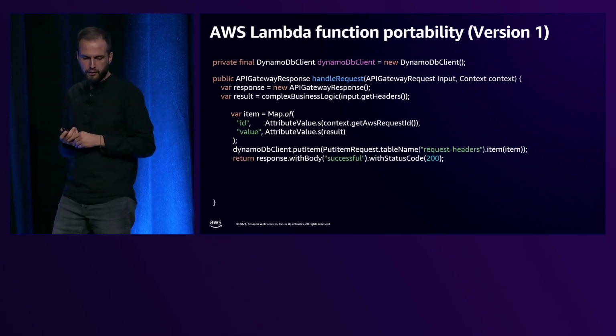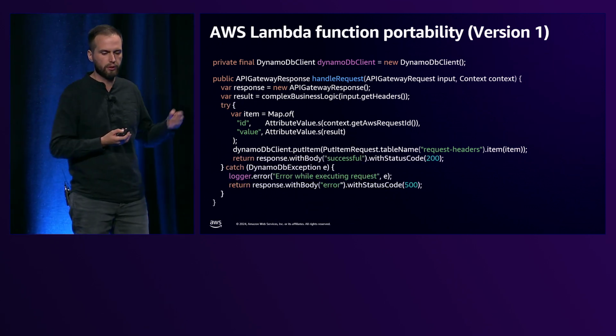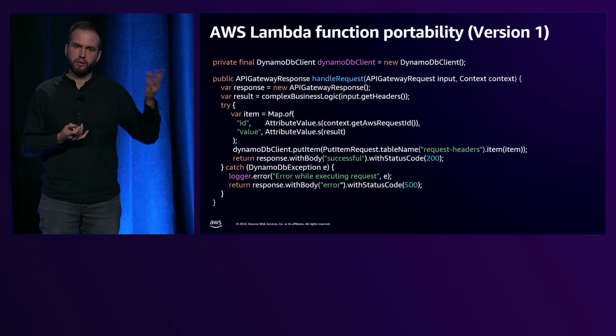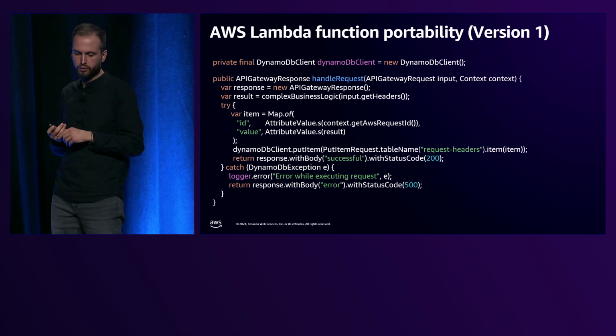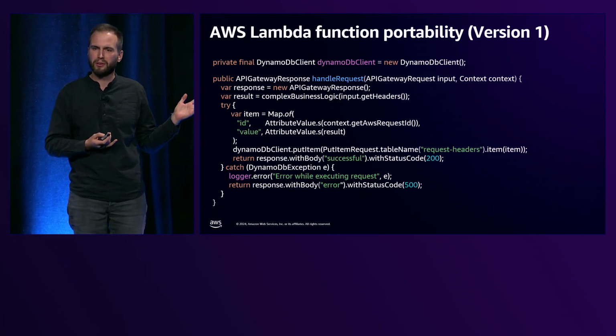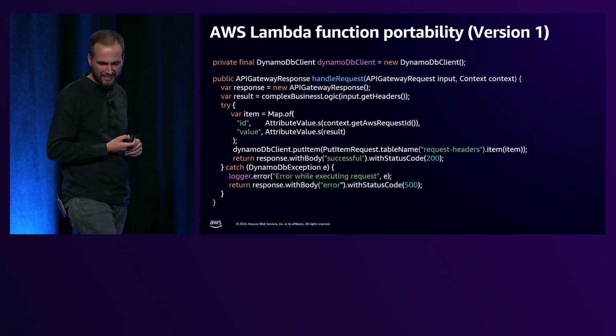Since we are good citizens, we then also handle error cases. So in case of an error, an exception, we log the error and then we return the API Gateway response, even if it's successful, with a certain status code. Now the question is, do you think this code is easily portable? Yeah, no one, I have guessed that.